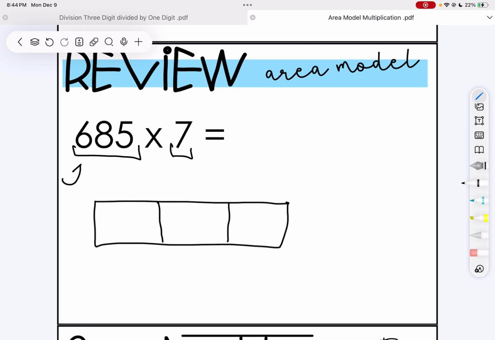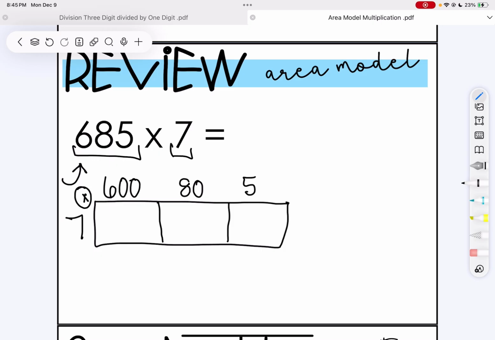So again, since the 685 has more than 1 digit in it, that means that we can put it in expanded form. So we're going to stretch out that number and show all the different place values. Since the 6 is in the hundreds place, it has a value of 600. The 8 is in the tens place, so it has a value of 80. And then the 5 is in the ones place, and it has a value of 5. Again, this little tiny multiplication symbol is helpful because it reminds them that they're multiplying that number by 7. So this is how they would be expected to set this problem up.